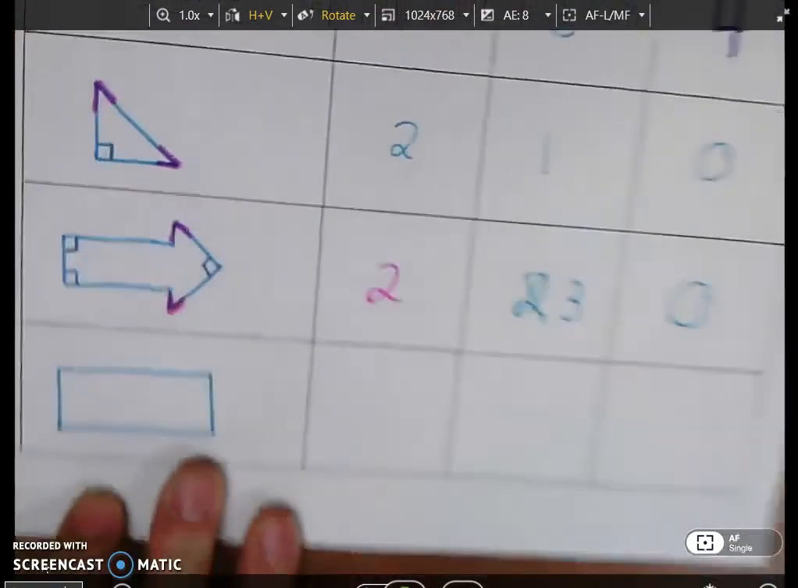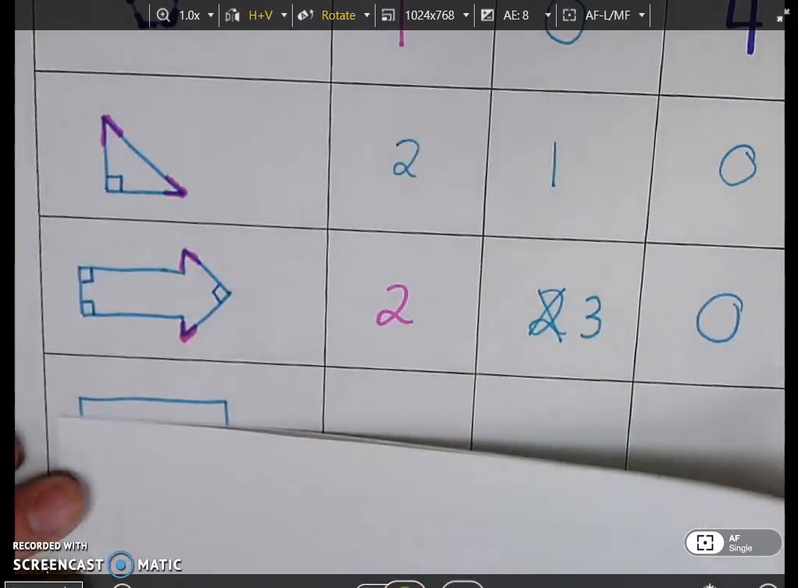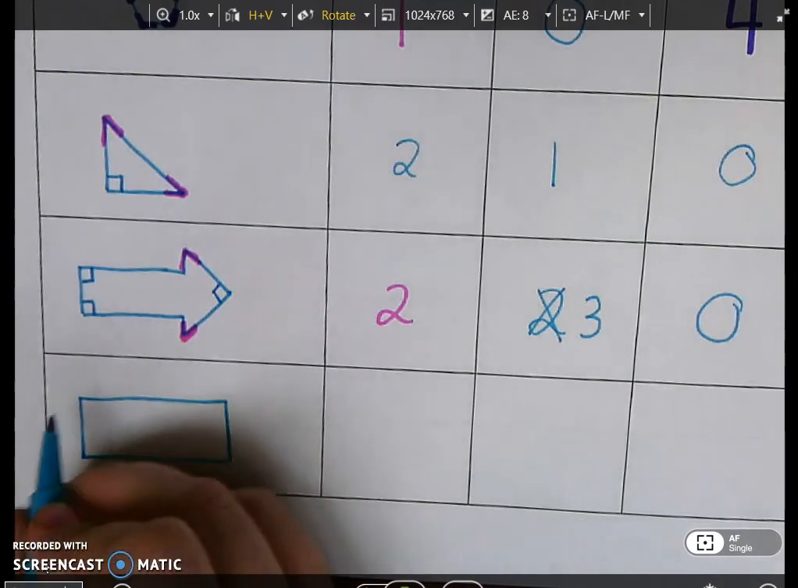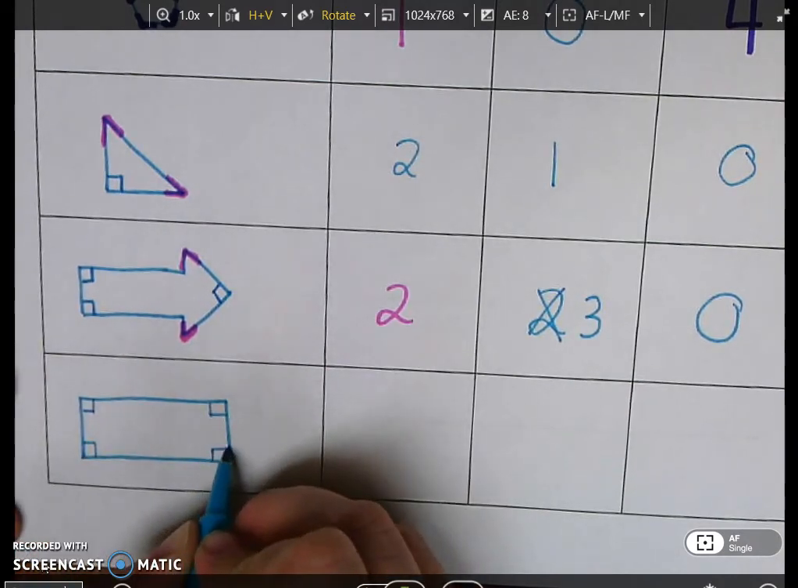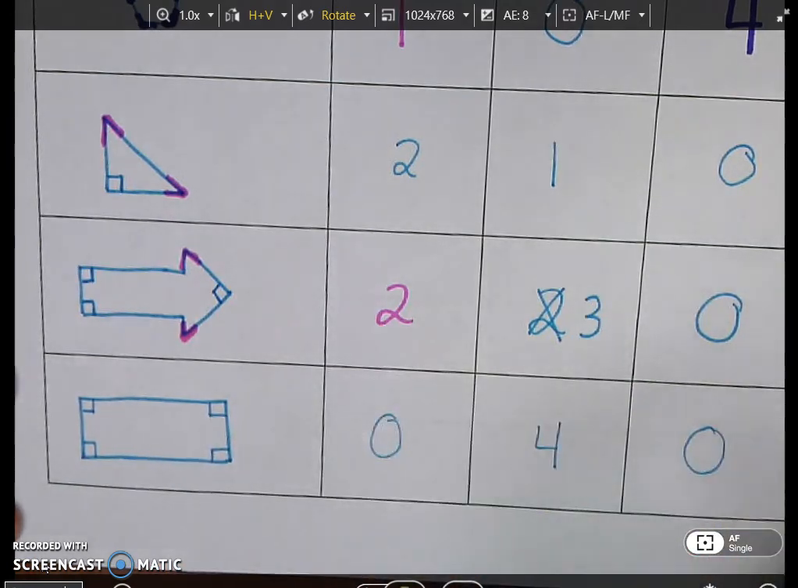And lastly, I've got my rectangle here. And if I use my piece of paper, I can tell that each of those corners is a 90-degree angle. So each of those corners is a right angle. So I would say that this one has four right angles, and it has no acute and no obtuse.